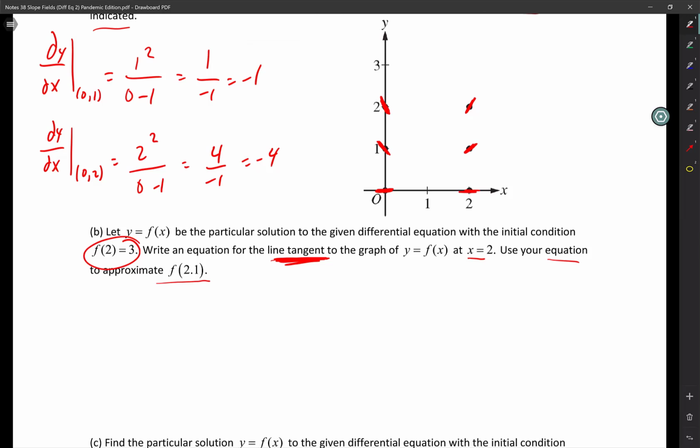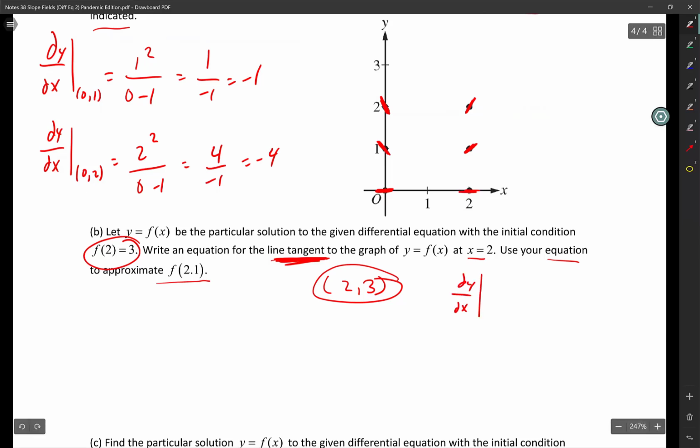So what do you need for a tangent line? You need 2 things: a slope and a point. Guys, you have a slope. Here's my point. What's my slope at 2, 3? The slope at 2, 3 is 4. You can just write it over here if you want.